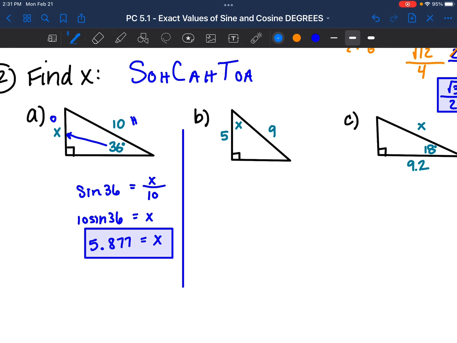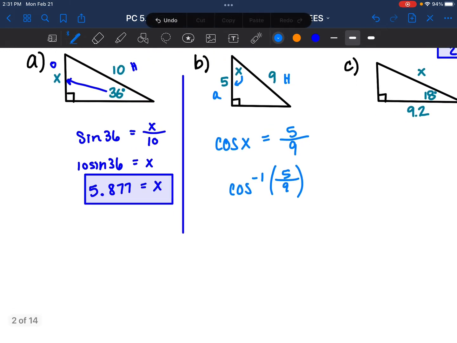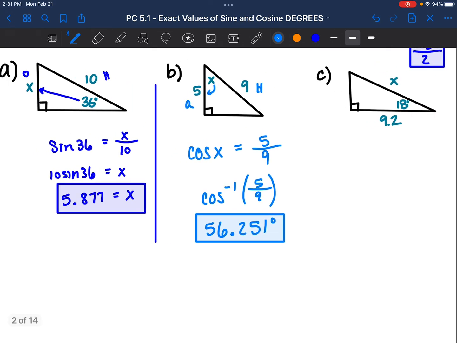B is a reminder that when you're solving for an angle, we use the inverse button. So once again, figure out which trig ratio you're using. This is adjacent and hypotenuse, so we're going to use cosine of my angle is equal to adjacent over hypotenuse. So remember, plug into your calculator cosine inverse to find an angle. Be familiar with it. So 56.251 degrees. So help each other out. Make sure you know how to use your calculators.